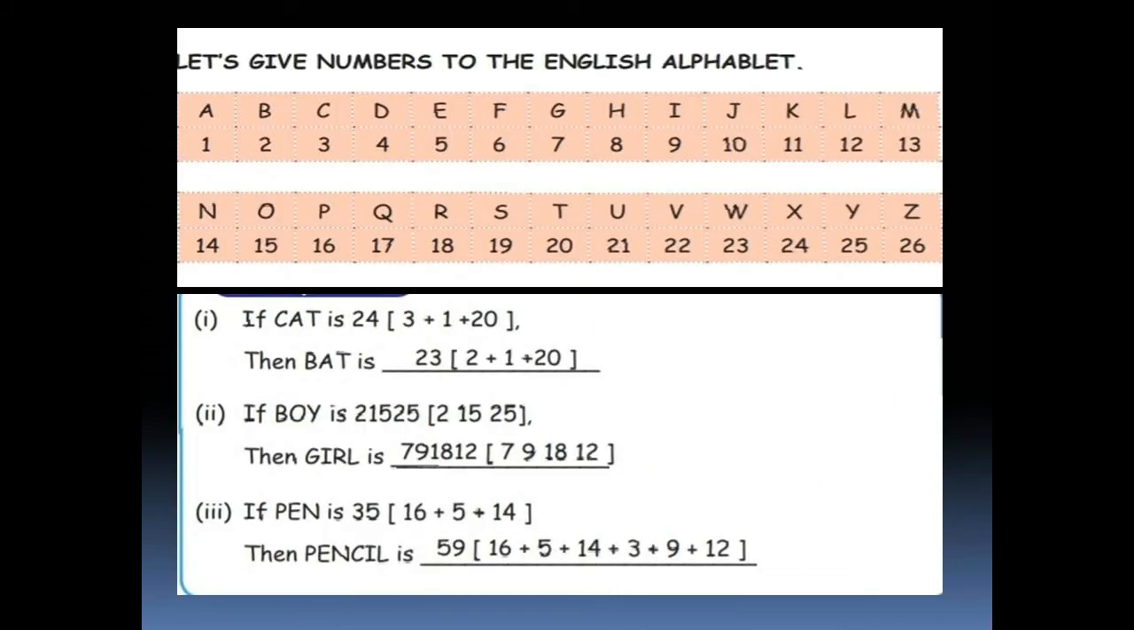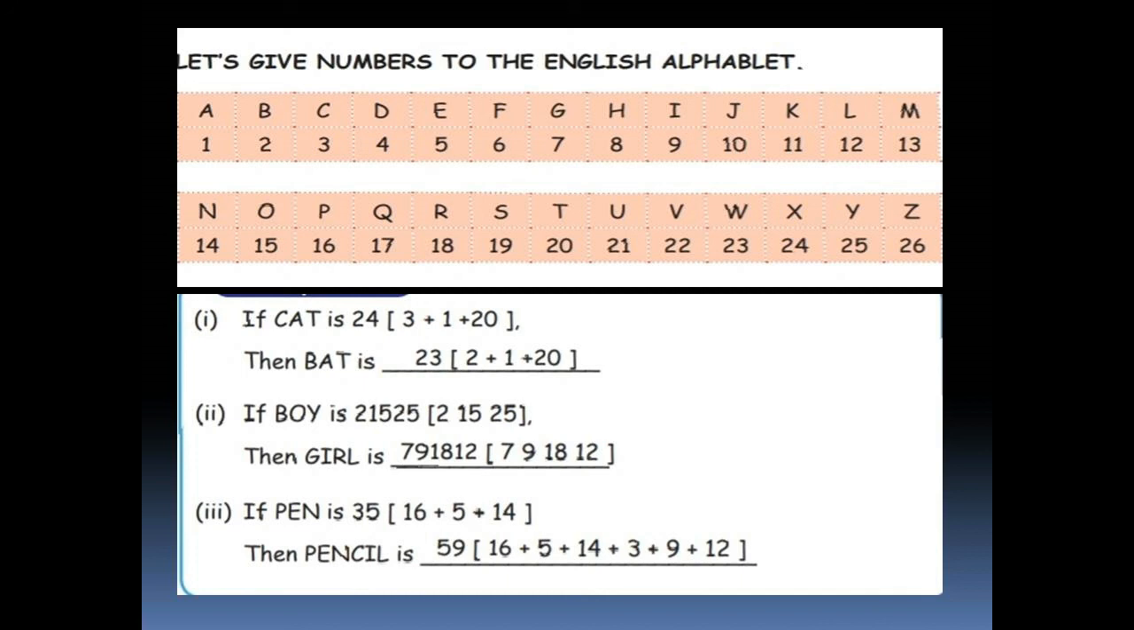Here some examples have been given. Let's give numbers to the English alphabet. A is 1, B is 2. Write the alphabet A to Z. You have to give the numbers 1, 2, 3, up to 26 letters. So start 1 from A, and up to Z you will get 26.